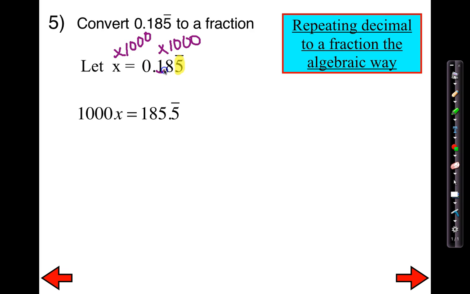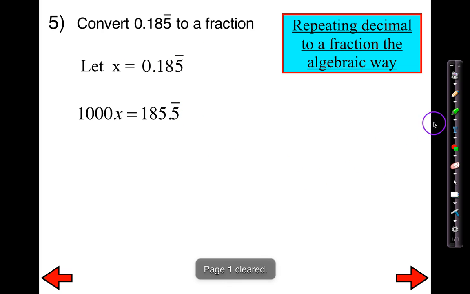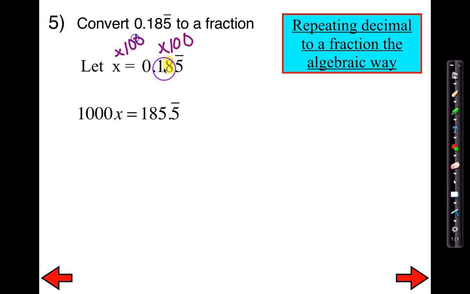So real quick, 1, 2, 3. That's how I got 185. And of course, the 5s are still repeating. Then you want to look at the number that's not repeating. You want to look at the furthest digit. And this is the hundredths place. So now I'm going to multiply by the hundredths, leaving me with 100x equals 18.5.